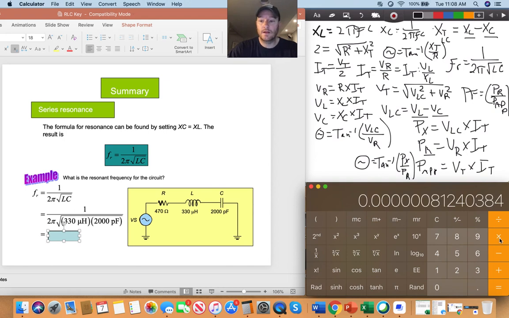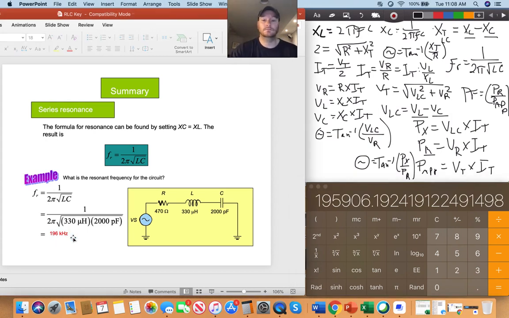that. Then I'm going to multiply it by 2, multiply it by pi, equals, and then I'm going to inverse this whole thing, and I get 195,906. So I'm going to come over here, and there we go. They went ahead and rounded that up to 196 kilohertz, okay? And at that point, X of C and X of L, that's exactly where it is.